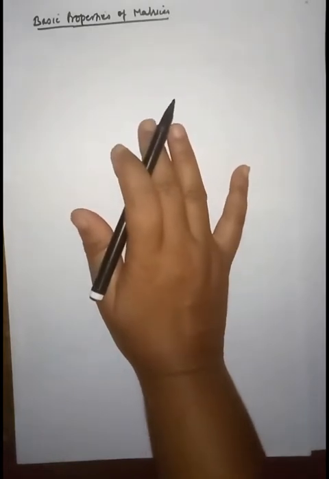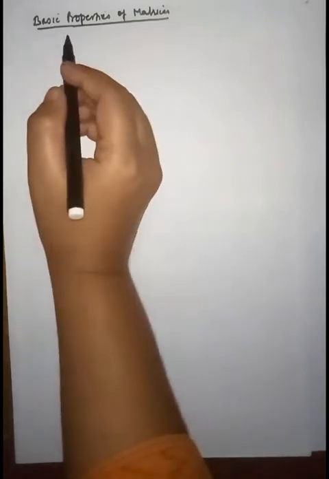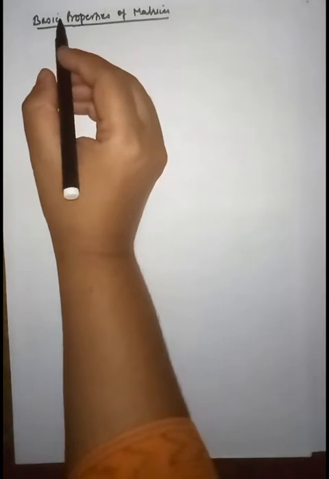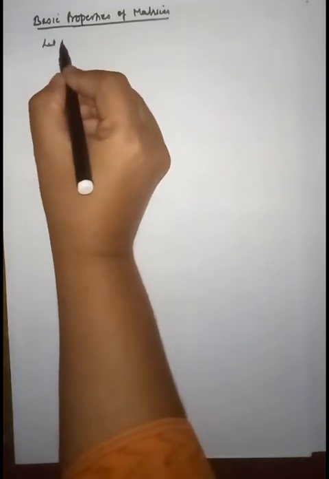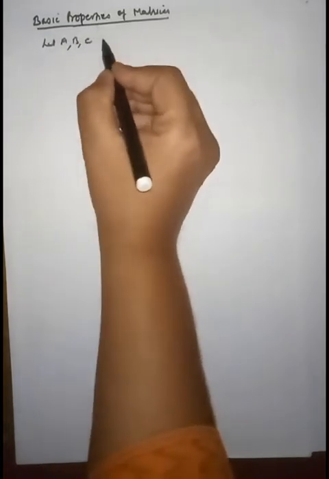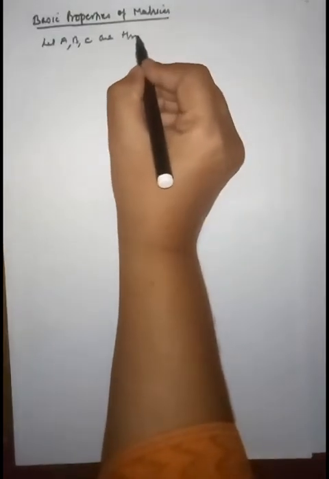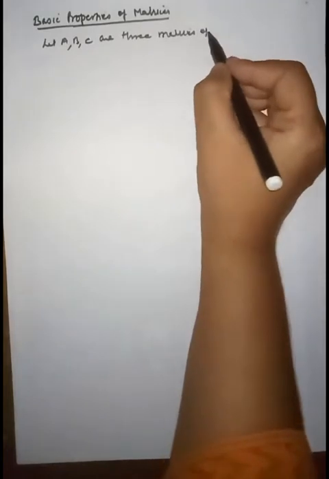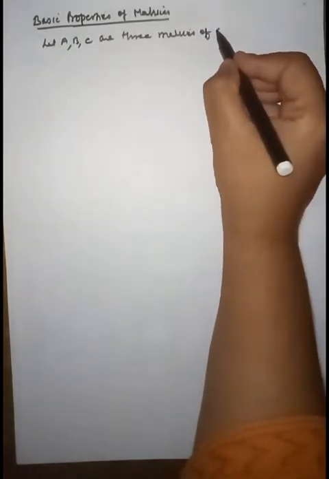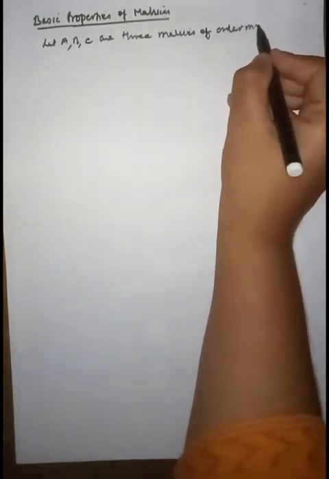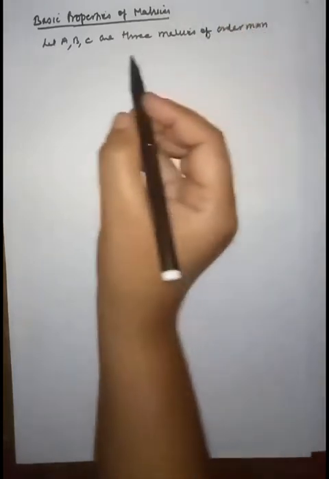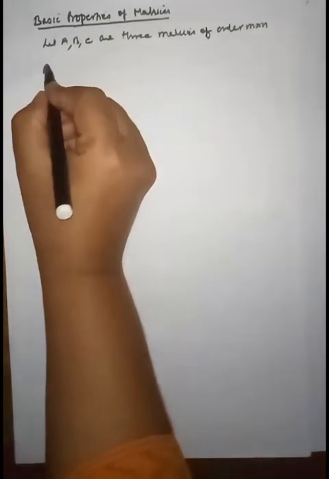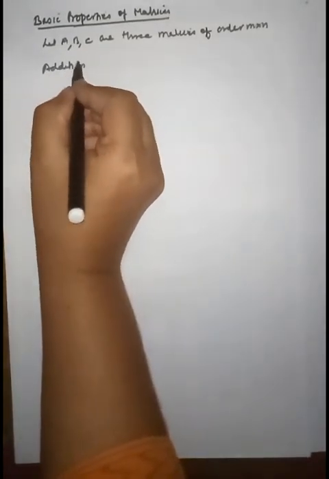So friends, let's consider A, B, C are three matrices of order m cross n. So now take addition properties, define addition properties.